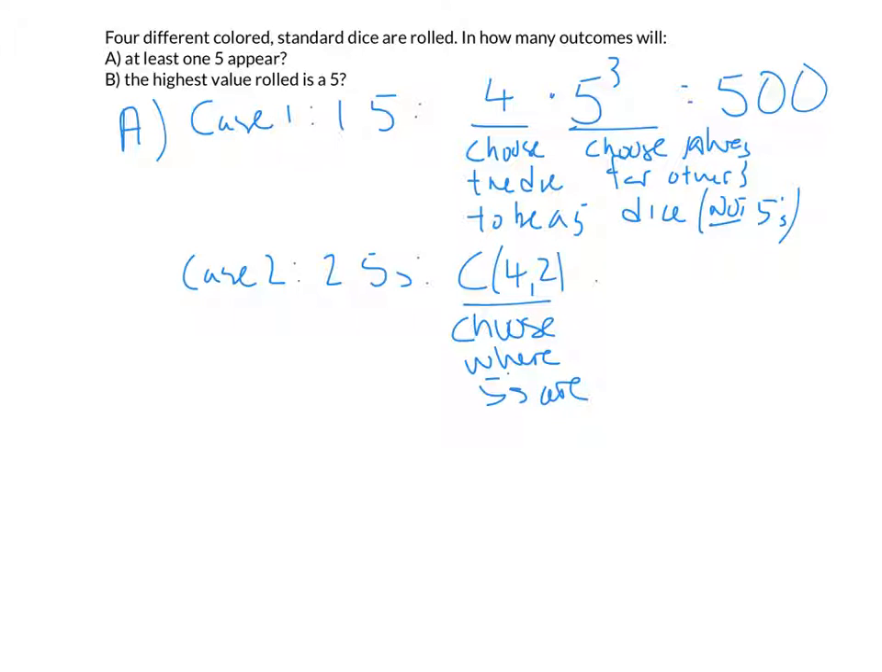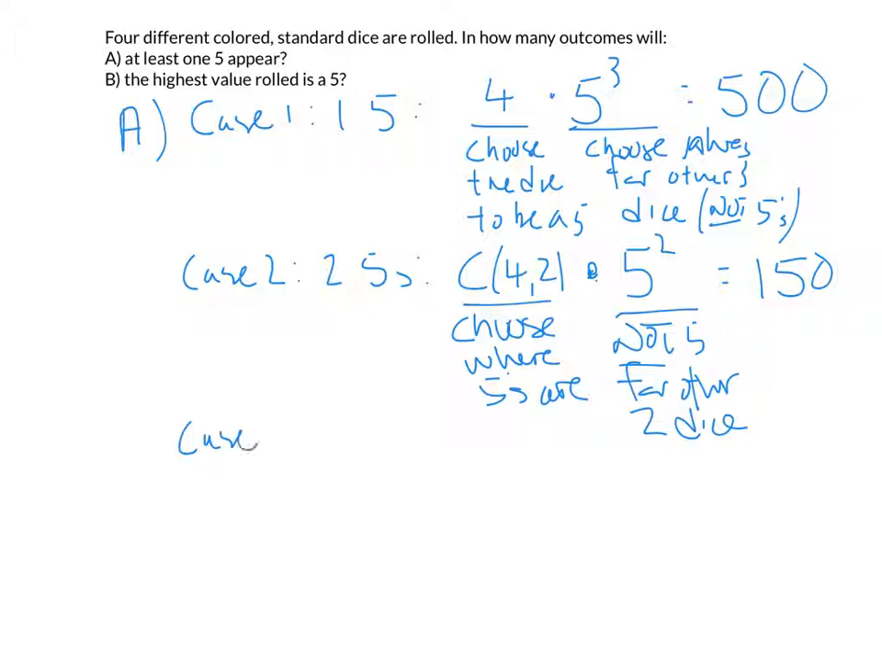And then the other 2 dice are going to be 5 squared. Choose the other 2 dice, okay, not 5, for the other 2 dice. Okay, if you work this out, this turns out to be 150.